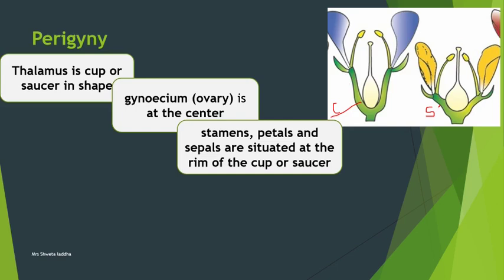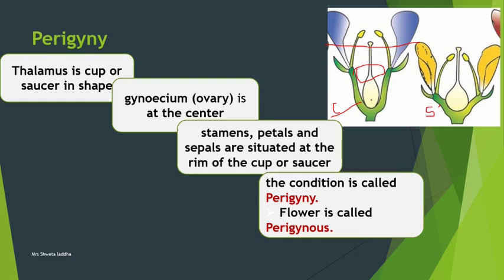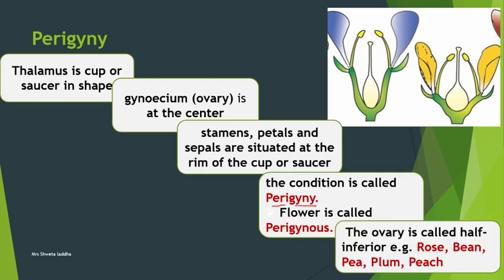So if you consider this as a circle circumference, in the center there is the gynoecium, and almost at the same level, on the periphery, surrounding on the rim, there are the calyx, the corolla and the androecium. So basically they are all on the same level, but who is in the center? The ovary is in the center. And what is the shape of the thalamus? It is either cup shaped or saucer shaped. Such a condition is called perigyny. Peri, surrounding, whom? Gynoecium. What is surrounding? The three floral whorls. Such a flower is called perigynous.